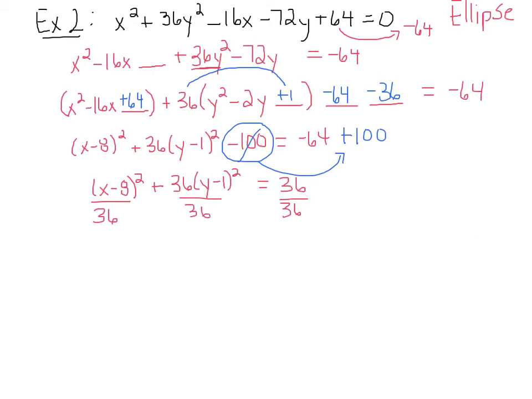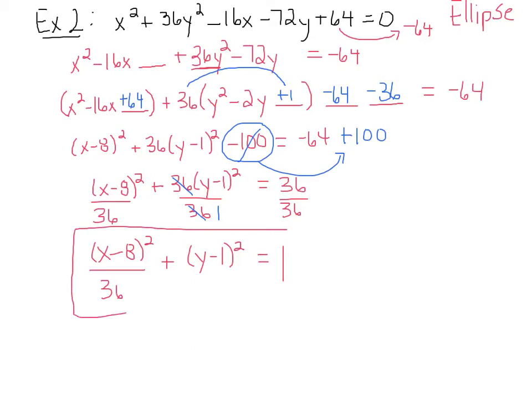So this one's going to stay the way it is, (x - 8) quantity squared over 36. This is going to cancel and become just a 1, so we actually don't need to write it over 1. So we can just put plus (y - 1) quantity squared, and then it's equal to 1. And here's our standard form for our ellipse.